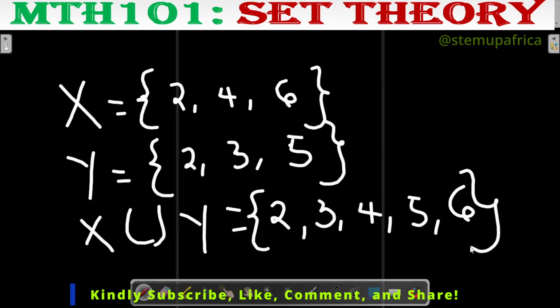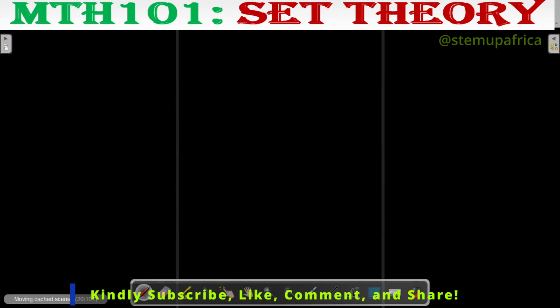So let's look at another type of operation we have. The second operation we have is intersection.